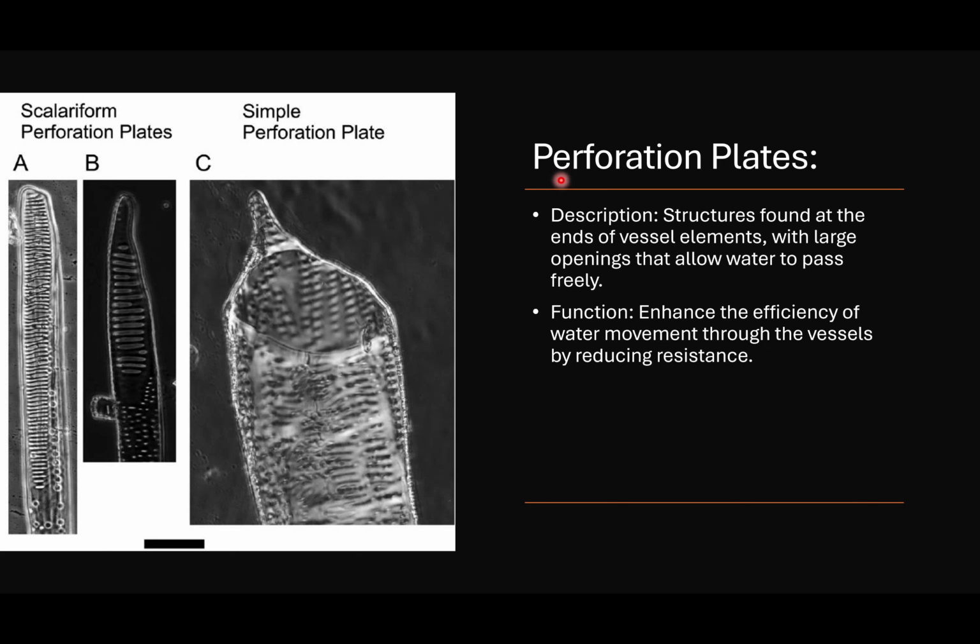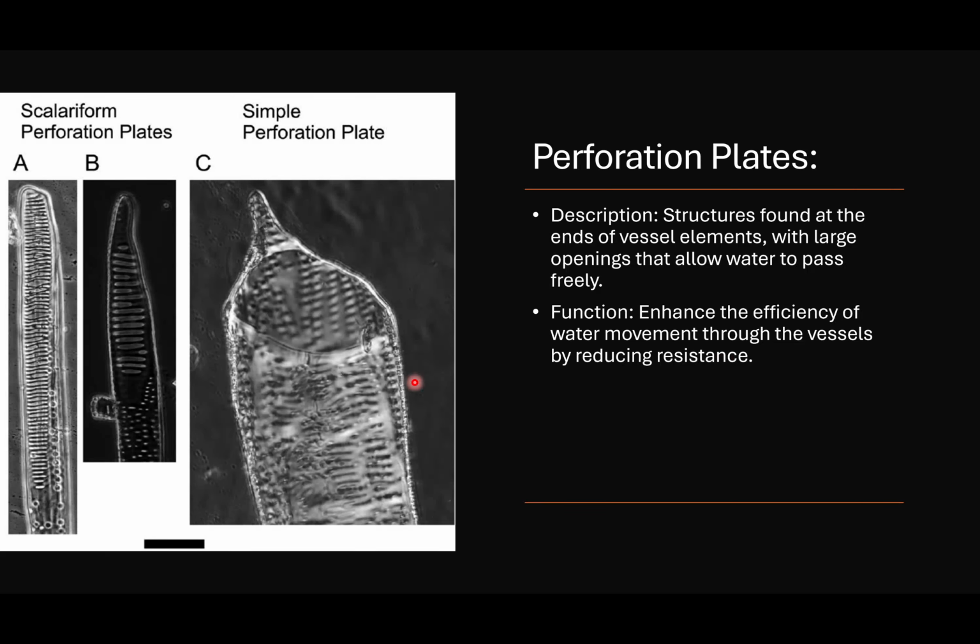So the perforation plates now, right? So we know that the xylem vessels are ordered end to end, right? And they have these openings at each end, right? So they would have perforation plates. Sometimes the perforation plates will just actually degrade into just one continuous pipe, or vessel, right? But usually we have these simple perforation plates, and we have the scalariform perforation plates, right? So there are different structures of these plates.